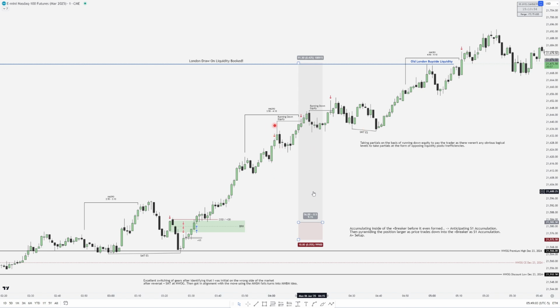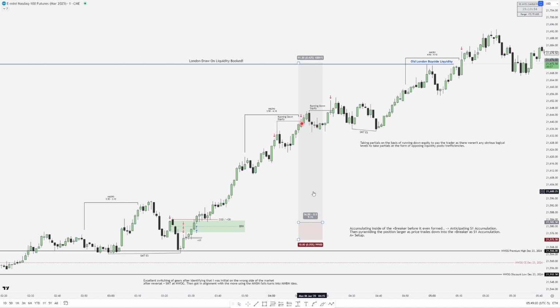So I took some partials here. As you can see, it was a pretty high R trade, and generally take at least something off at like 3R. So I took something off here, which in hindsight was not the most logical level in terms of reasons to take something off, but I just wanted to take something off here at 3R, out of 5 contracts. So I took one off here, then I was running down equity because I just want to take partials underway, and there were not really any logical levels to do so. And that was the only thing.